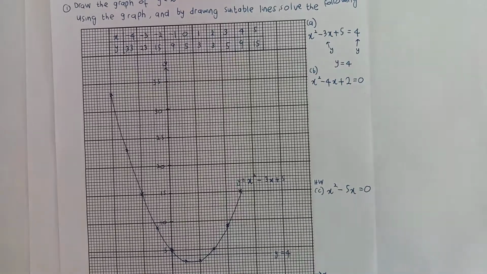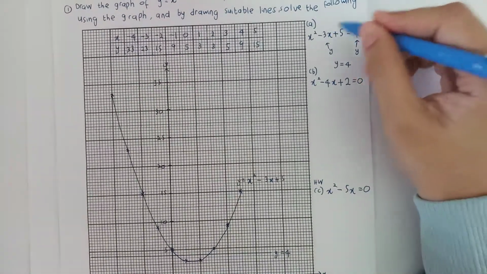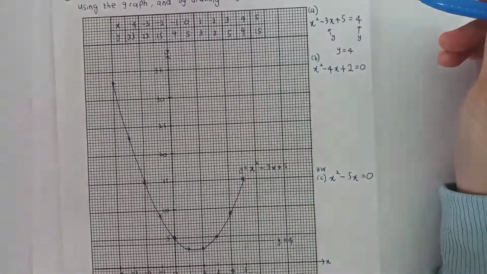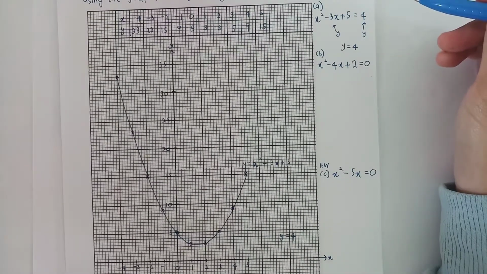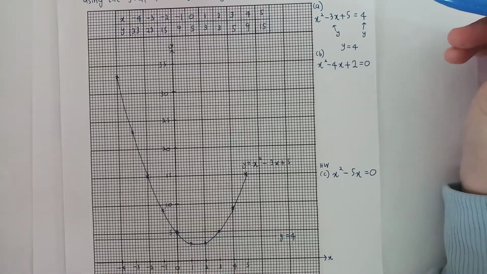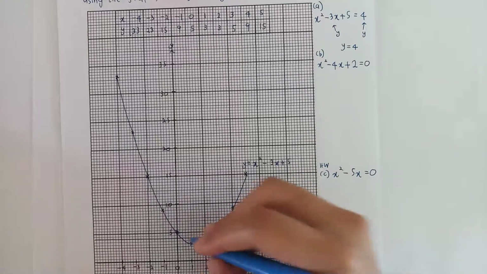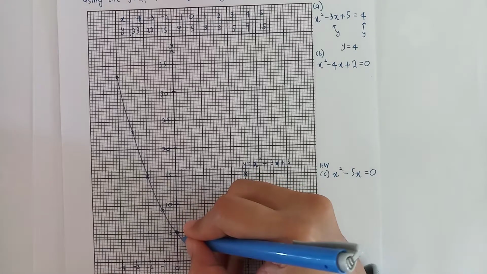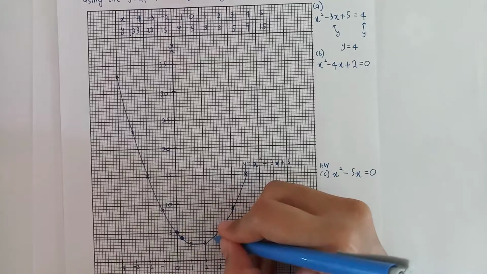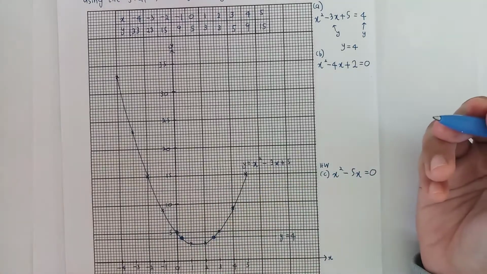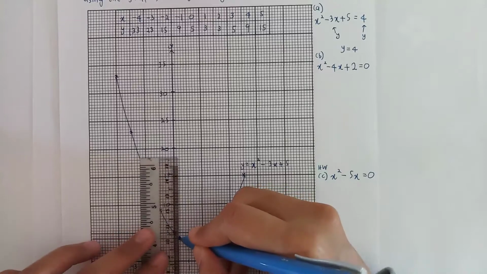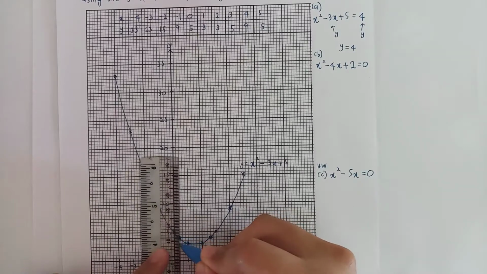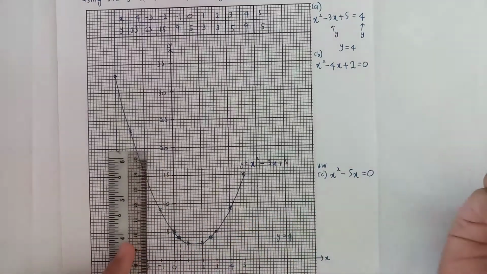Now we want to find the solution for that equation. Finding the solution is actually finding the point of intersection of the line and curve. So you need to find where the point of intersection is between your curve and your line. This is one of the points of intersection and then we have another one here. So how do you find the solution? You take your ruler, just do the same step as mine, and then you go down and look at the value of x corresponding to that point.